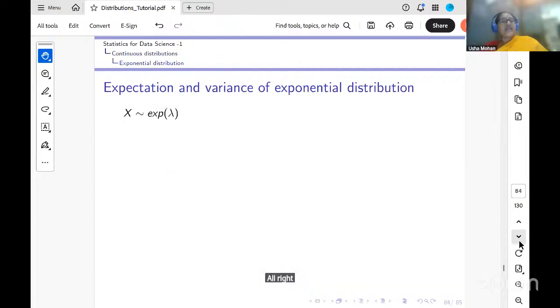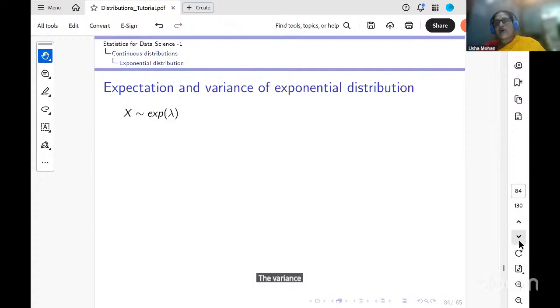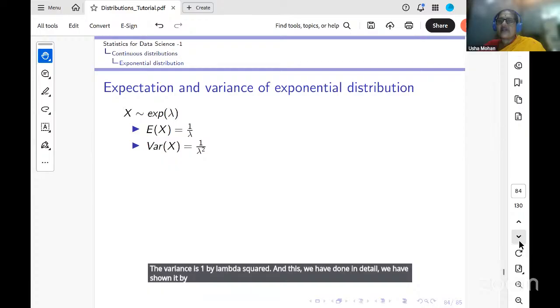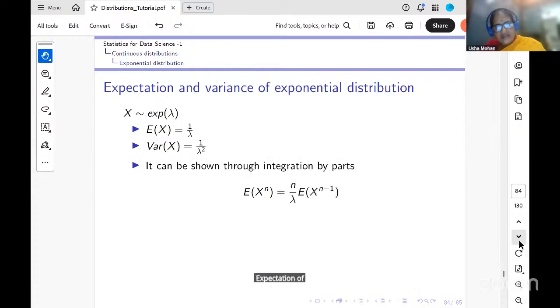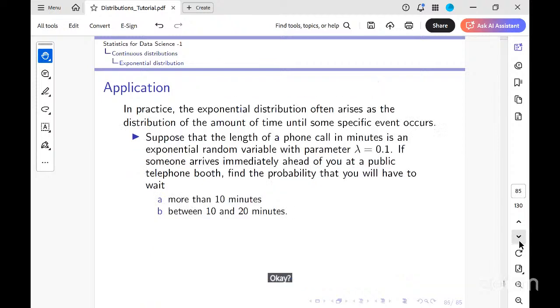What is the expectation of this? The expectation of an exponential random variable is 1 by lambda. The variance is 1 by lambda square. We have shown this in detail, by integration by parts. You can show that the expectation of x is 1 by lambda and the variance of x is 1 by lambda square.